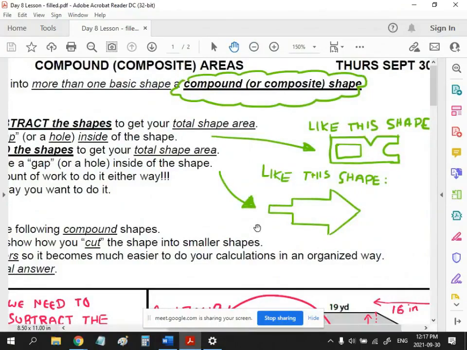I have a question. Listen up. Could there be cases where you end up from the same shape adding and subtracting at the same time? Yeah, there could be a hole, but there could also be something on the side extra. So you're going to have to end up doing both. And that's going to be some of the problems we do today. Okay.